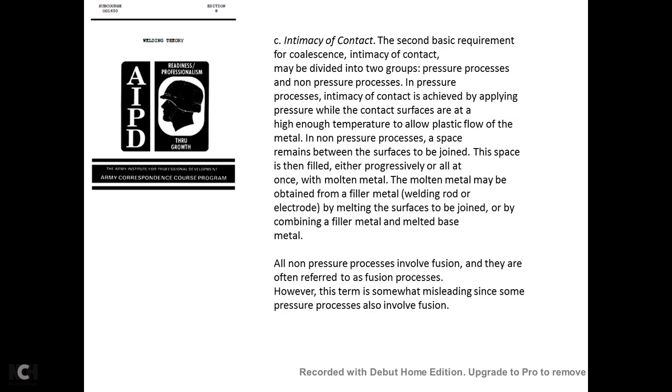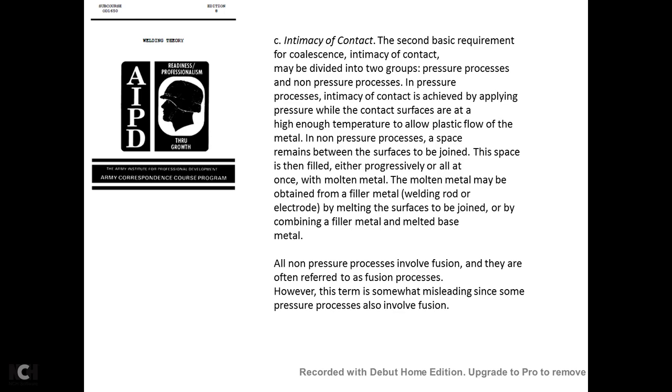Intimacy of contact. The second basic requirement of coalescence is intimacy of contact. It may be divided into two groups: pressure processes and non-pressure processes. In pressure processes, intimacy of contact is achieved by applying pressure while the contact surfaces are at a temperature high enough to allow plastic flow of the metal.